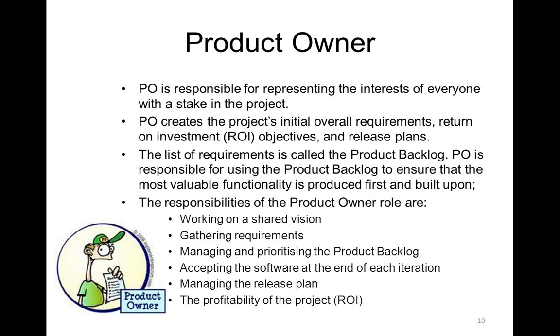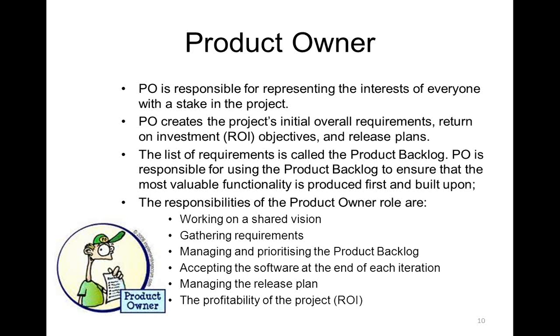And because he or she is the one who comes out with these requirements, he or she also has the responsibility of eventually accepting the delivery at the end of each iteration. We'll talk about iterations further. Actually, in the case of Scrum, we call these iterations sprints. And the product owner also manages the release plan.